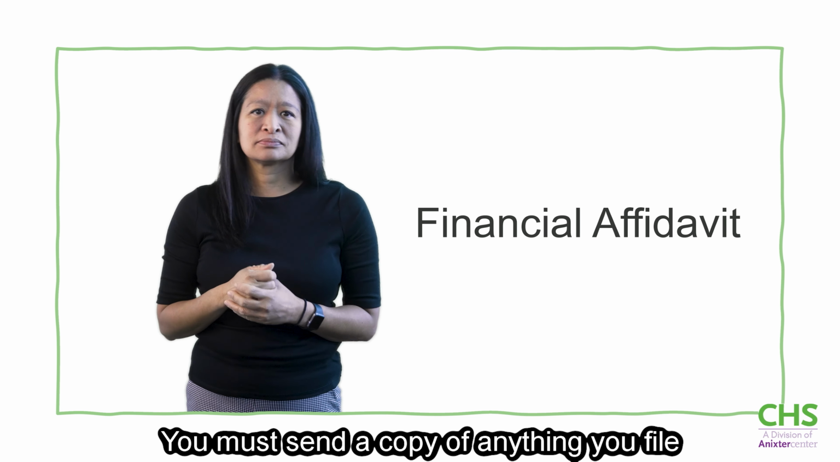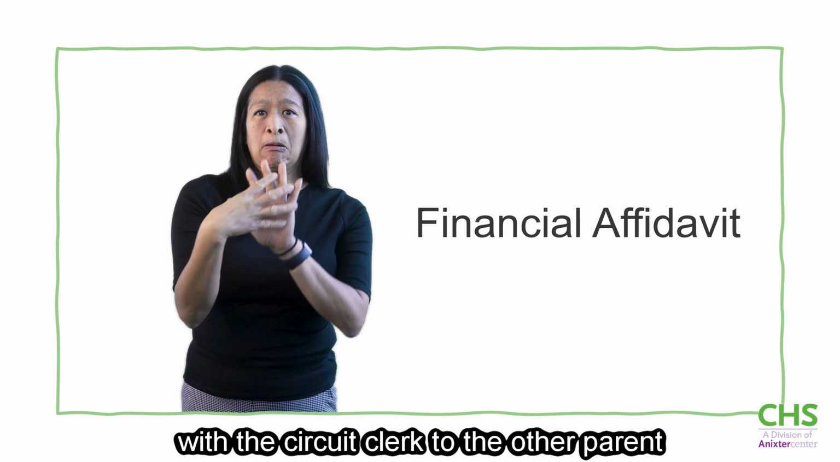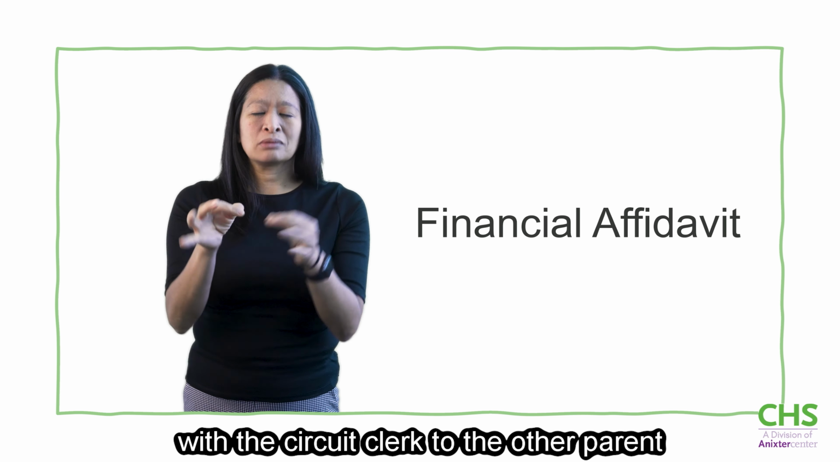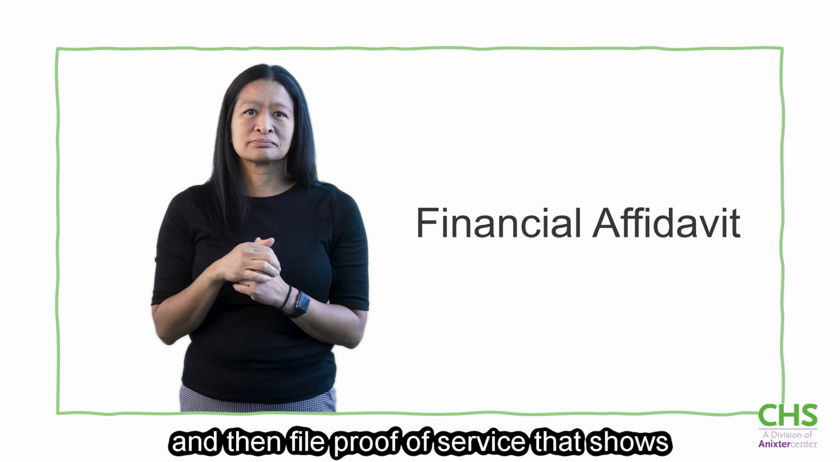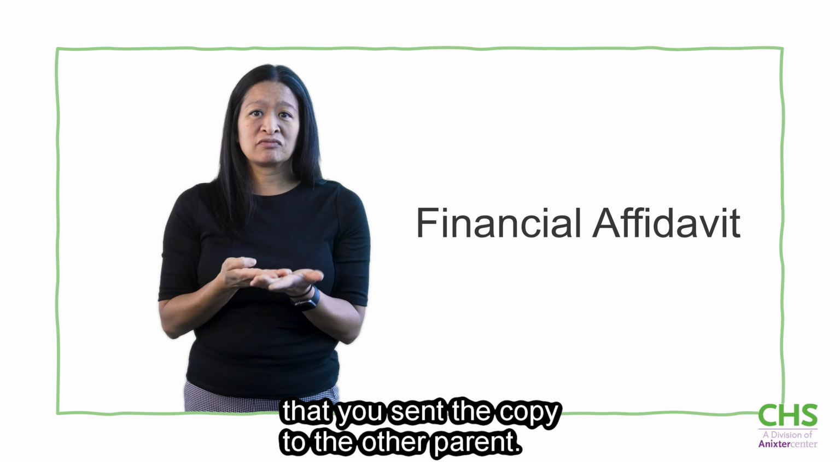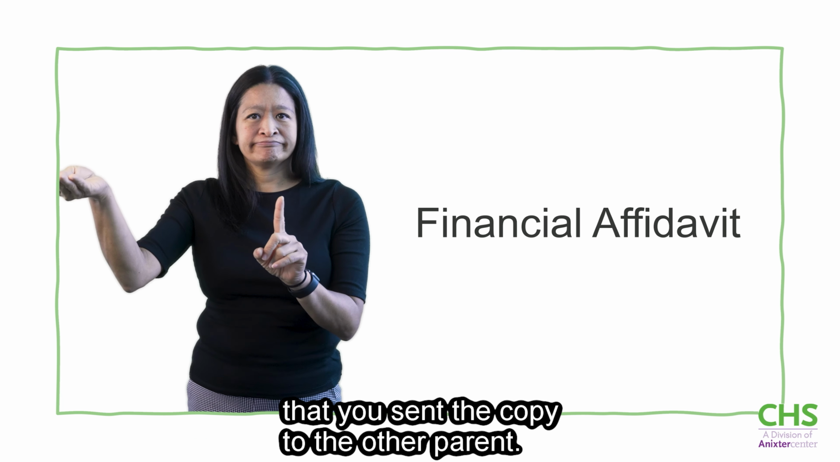You must send a copy of anything you file with the circuit clerk to the other parent, and then file proof of service that shows that you sent the copy to the other parent.